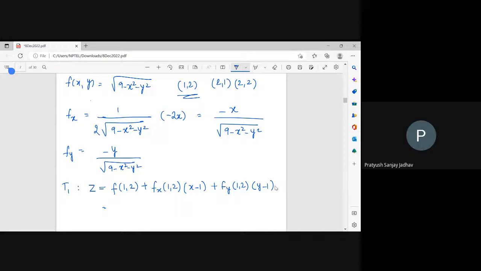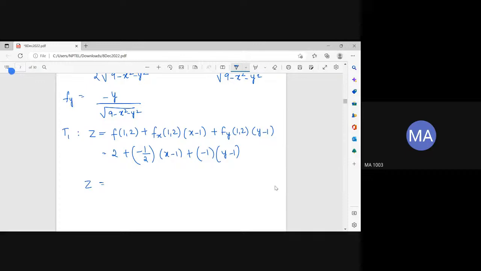f of 1 comma 2 is square root of 9 minus 1, 8 minus 4, 4, 2, right? Yes, fx at 1 comma 2 is minus 1 by 2 into x minus 1, plus fy at 1 comma 2 is minus 2 by 2, so that's minus 1 into y minus 1. So that is z is equal to 2 minus x by 2 plus 1 by 2 minus y plus 1.